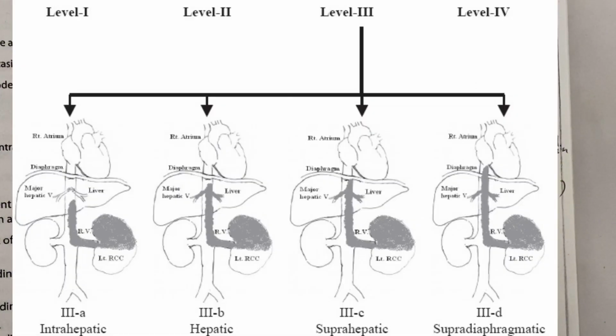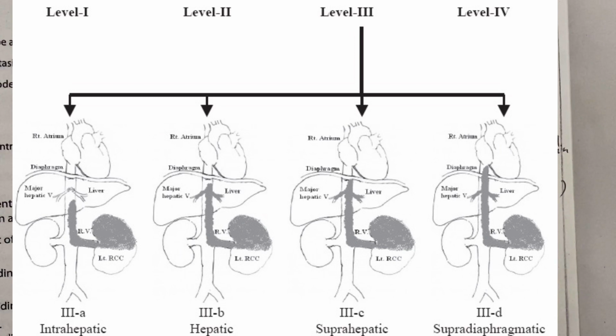In some cases they have divided this level 3 into further grading, 3A, 3B, 3C and 3D, and sometimes they are asking it in exam. Now 3A means intrahepatic, 3B means hepatic, 3C means suprahepatic, and 3D means supradiaphragmatic. So 3A means a thrombus that is extending into the retrohepatic IVC, but below the level of the hepatic vein. When it is below the hepatic vein, that is called intrahepatic.